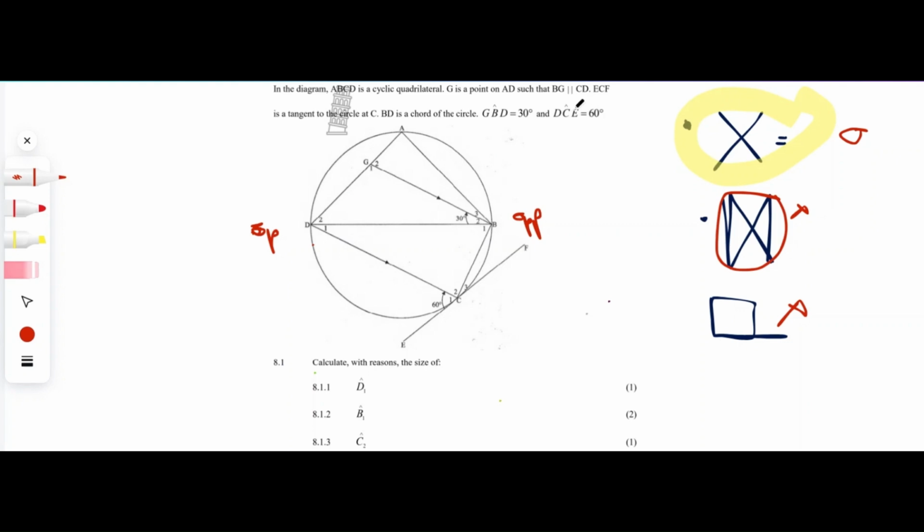Now, before we continue on, we just want to write down a few of the rules that we are reminded of when we have two parallel lines. We think of alternating angles, we think of cointerior angles, and we think of corresponding angles. Now, let's see if any of these rules are applicable to this question.